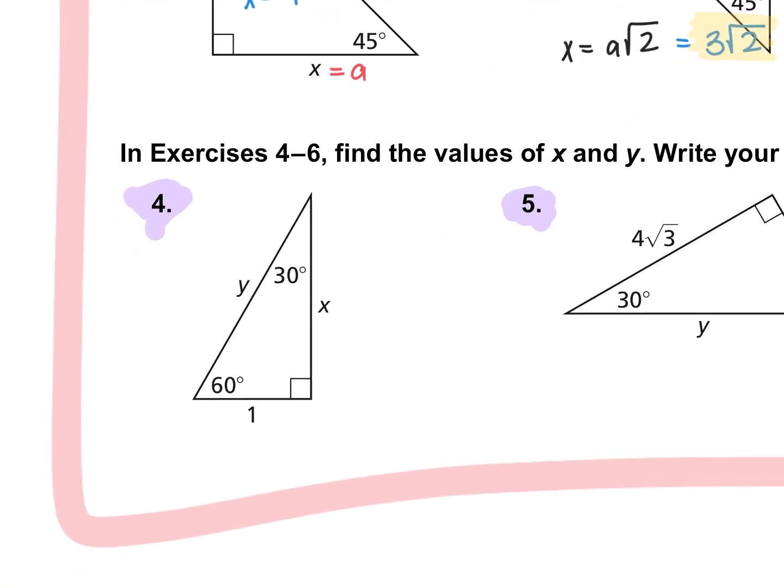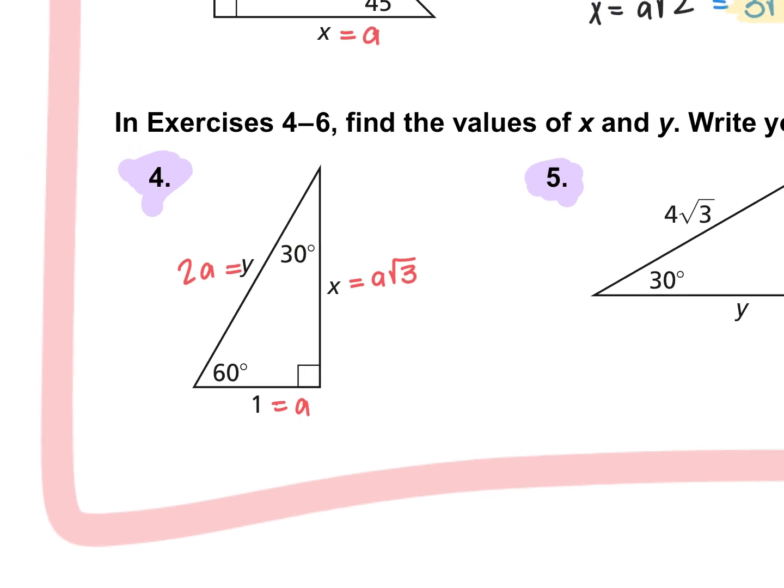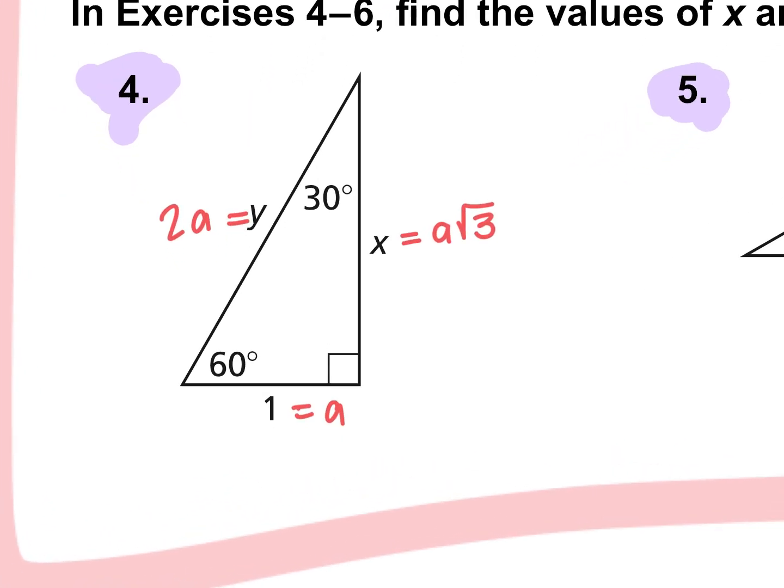So looking at number 4, we have to find X and Y. Again, label. Opposite of my 30 is A. Opposite of my right angle, my hypotenuse, is 2A. And opposite of 60 is A radical 3. So looking at this, do I know what A equals? They're giving me my A, which is 1. All you have to do is plug it in.